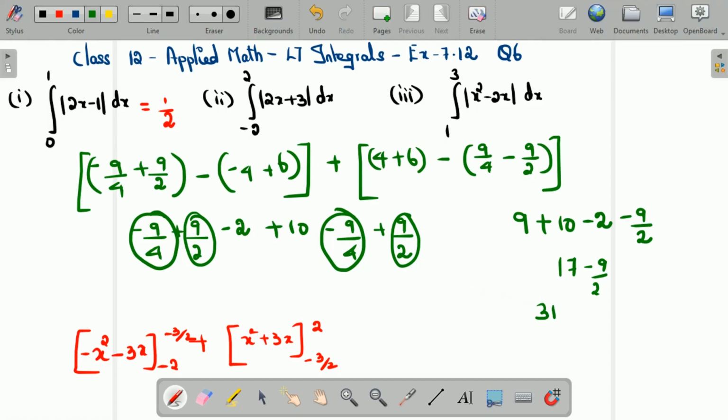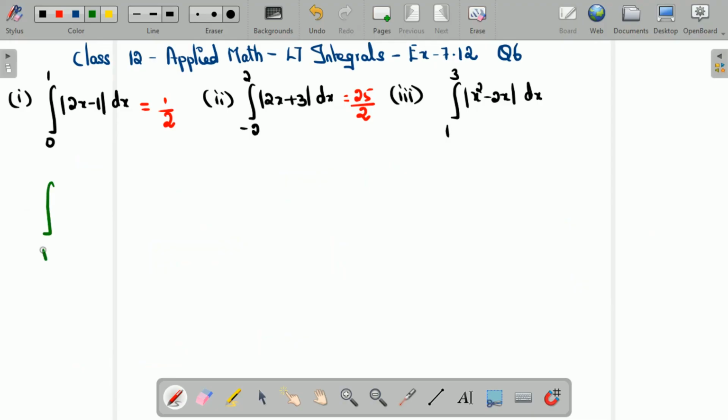So this is going to be 34 minus 9 by 2, which is going to be equal to 25 by 2. So the value of the second integration is going to be equal to 25 by 2. Now let's take up the last one. The last integration is between 1 to 3, mod of x squared minus 2x dx.